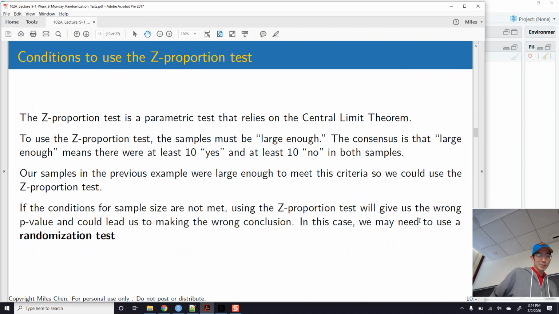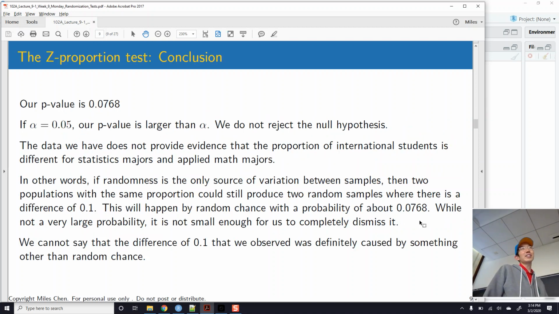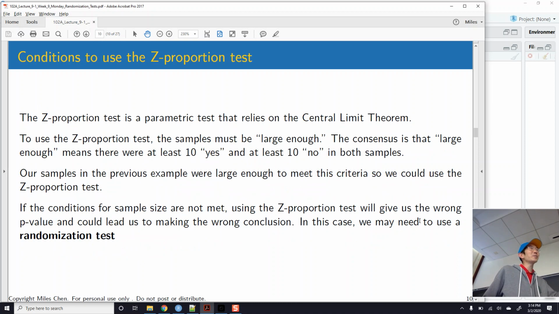So yes, this is what we have, right? It runs on the central limit theorem. Okay, so does anyone remember why the central limit theorem needs this, n times p greater than 10, and n times 1 minus p has to be greater than 10?